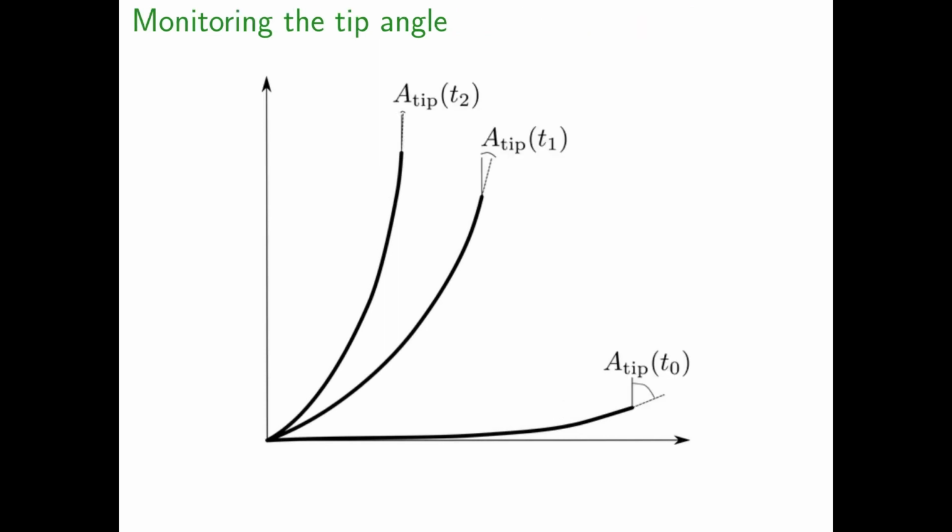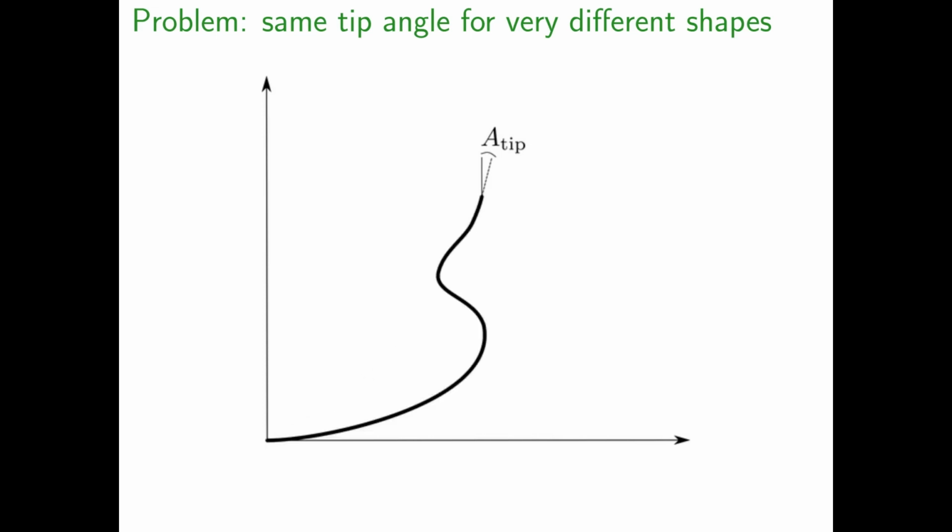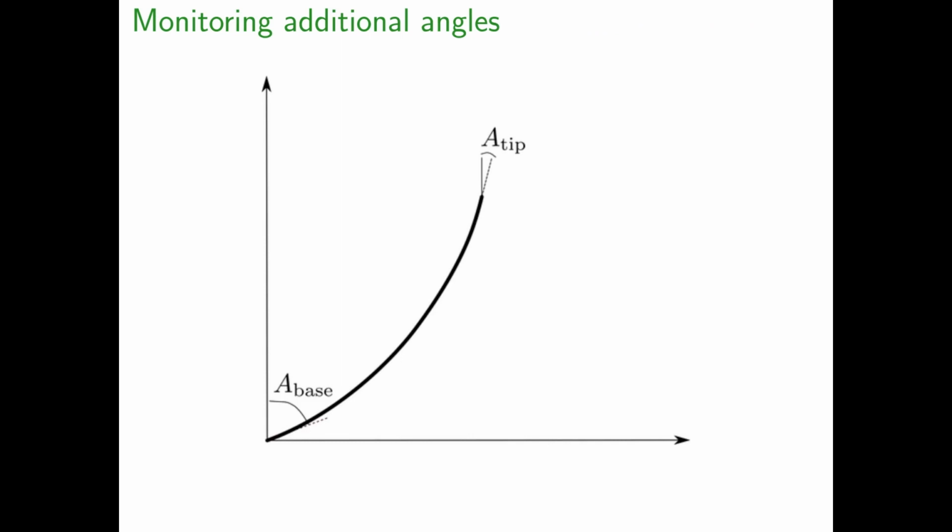Traditionally, this has been done by monitoring the inclination angle at the shoot tip. But a given tip angle can correspond to very different stem shapes. So, how to get a more complete description at the organ level? A solution is to monitor additional inclination angles, for example, at the base of the stem, or at various positions along the shoot. Here, S denotes the spatial coordinate along the organ from the base to the tip.